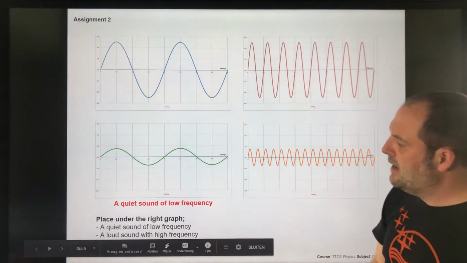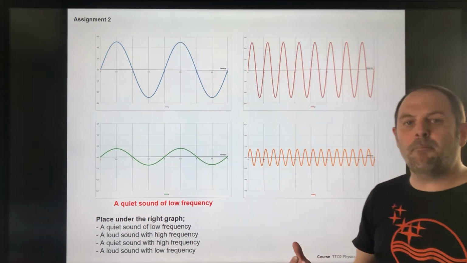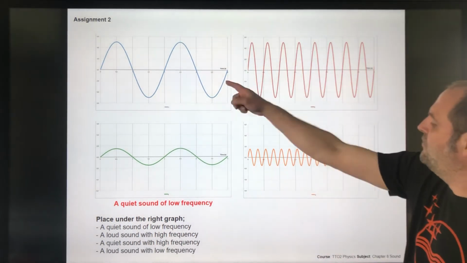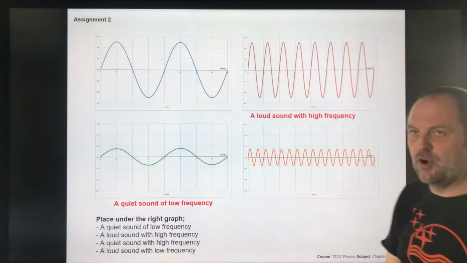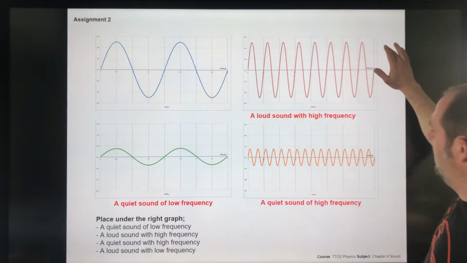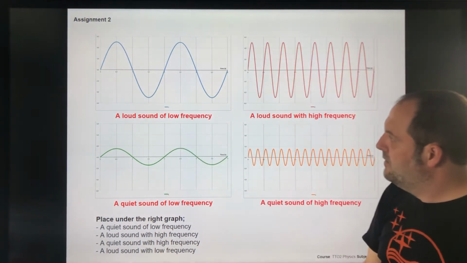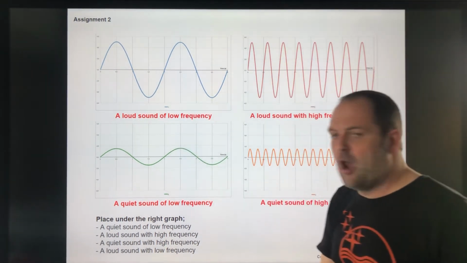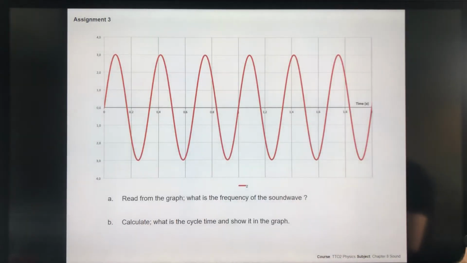So the next one, a loud sound with a high frequency. A loud sound tells you that the amplitude is pretty high. So we need to choose between those two. With a high frequency, you see there are more waves per second over there if you compare it to that one. Well, here are the outcomes to the other one. This is of course a quiet sound with a high frequency, and that is a loud sound with a low frequency.